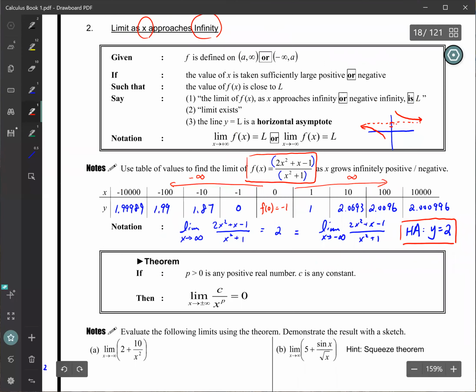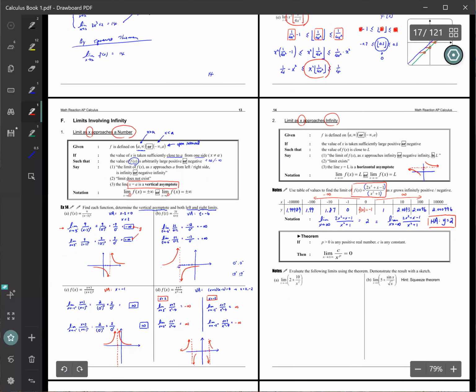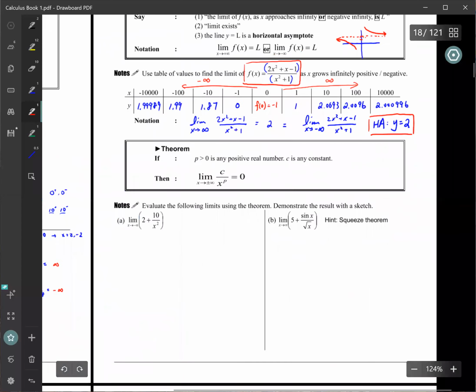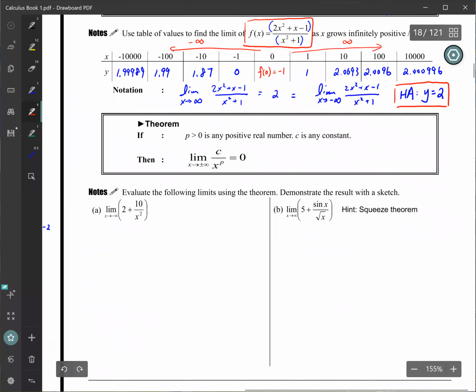All right, so far we learned 2 kinds of infinity limits. The first kind is to find vertical asymptotes. The second kind is to check horizontal asymptotes. And if we combine both, then we can know exactly what the graph will look like. Next, we're going to look at the theorem. Right now we use a table to find the limit, but we don't want to always use the table. It takes too long to type in. So we have a theorem to help us calculate.